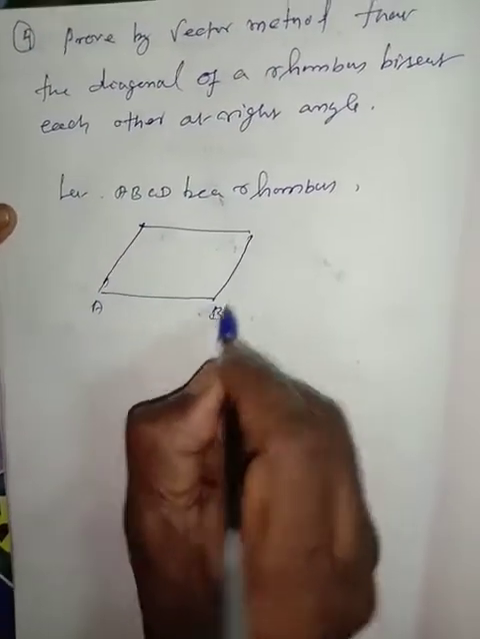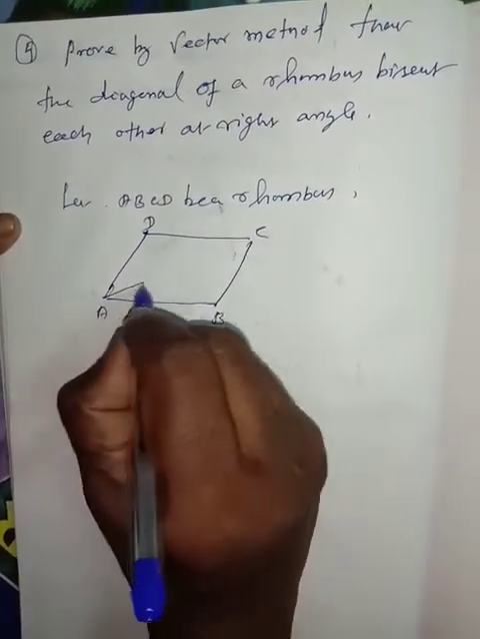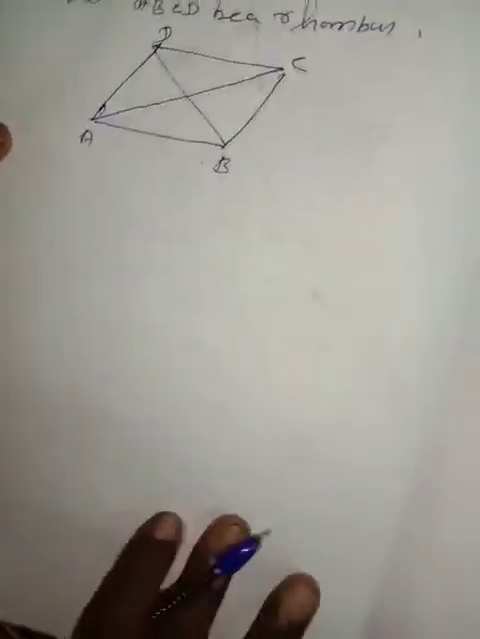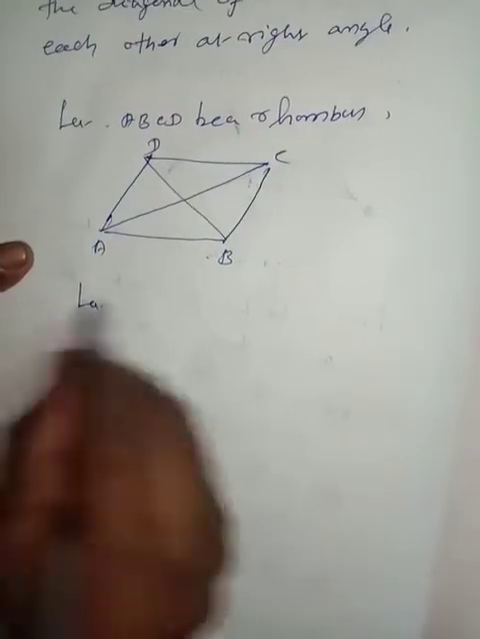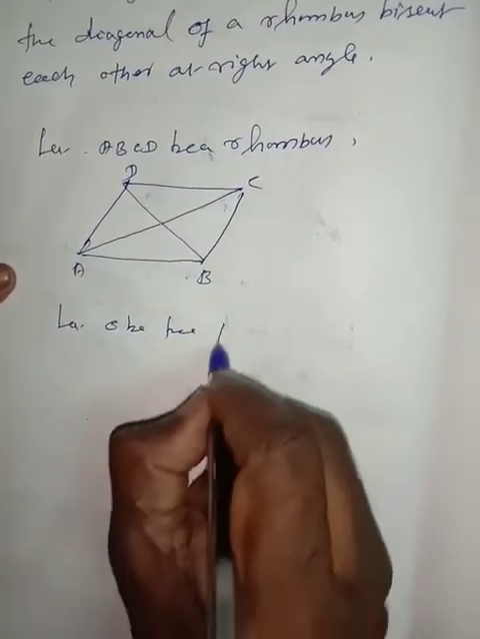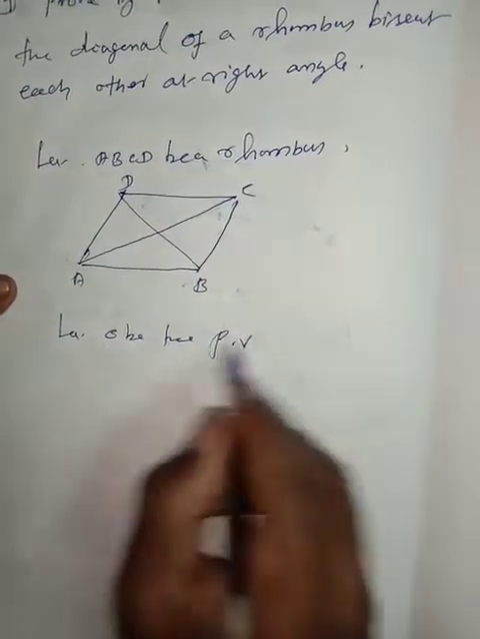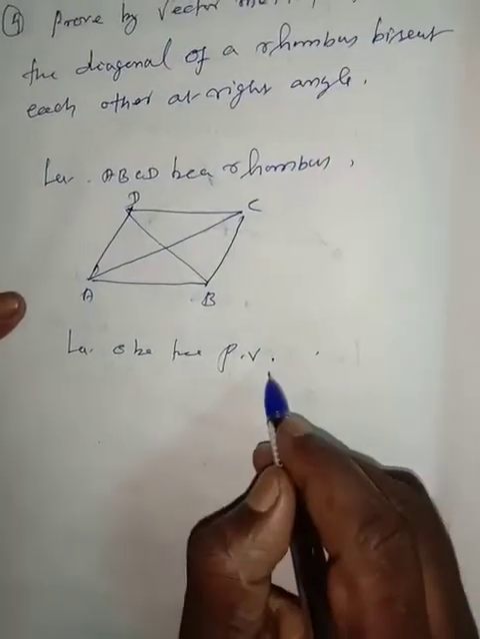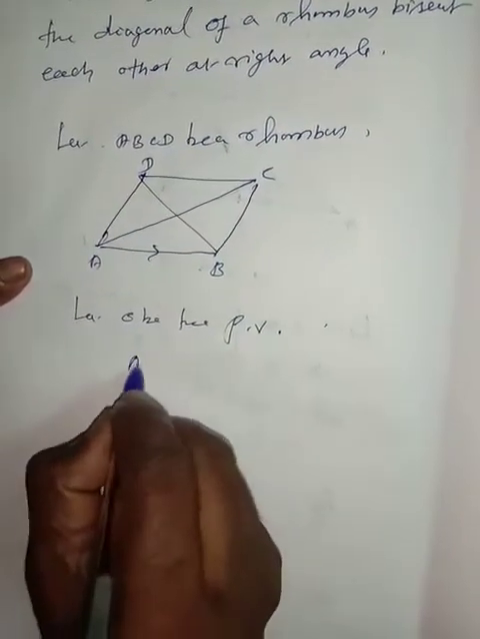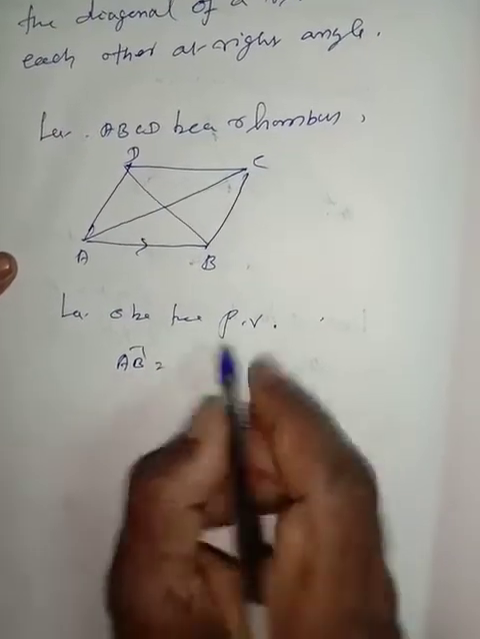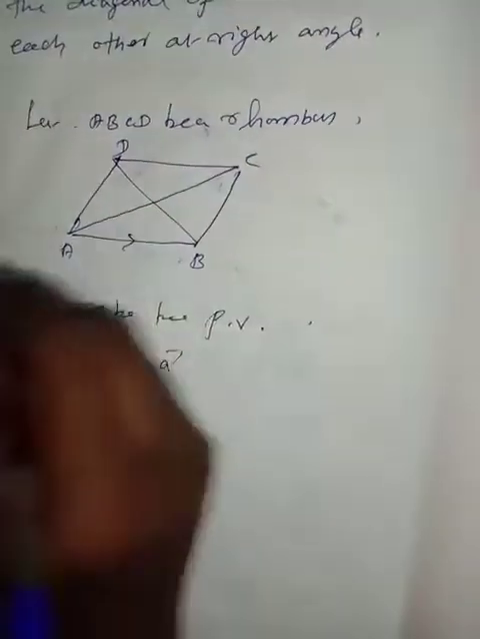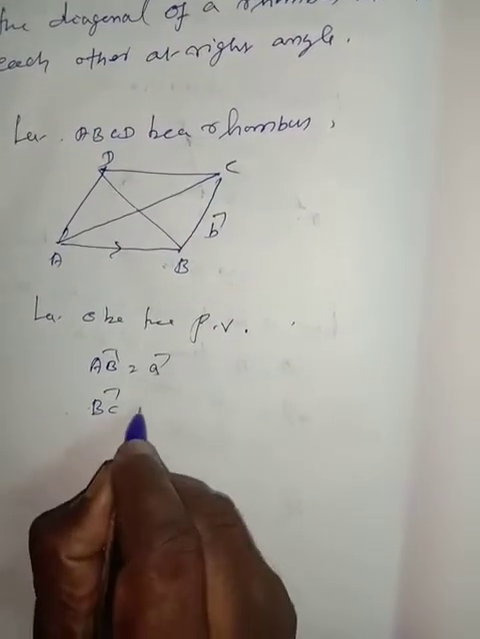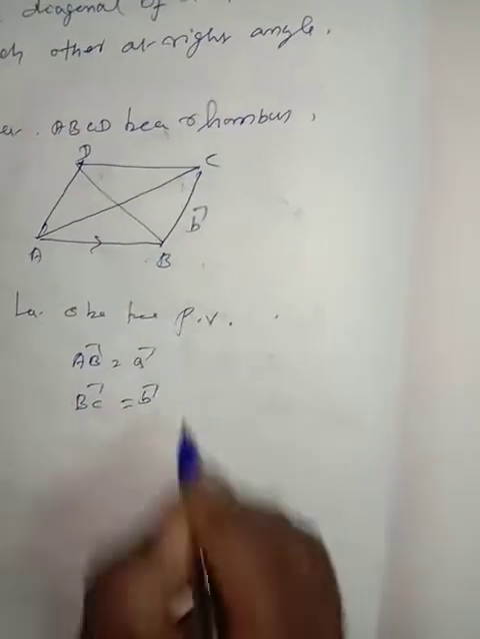A, B, C, D. Join the diagonals AC and BD. Let O be the position vector. OA vector is equal to a vector, OB vector is equal to b vector. Now the side AB vector is equal to small a vector and side BC is equal to b vector.